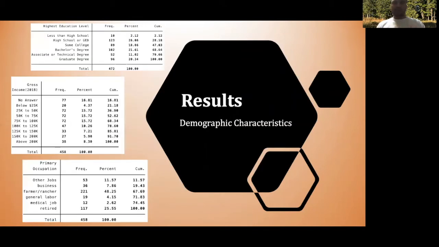The majority of our respondents have a formal degree below graduate school, and more than one third have less than a bachelor's degree. About two thirds of our respondents have income below $125,000, and about half of the respondents lie between $25,000 to $100,000. Most of our respondents are farmers or ranchers and are retired. Business owners are about 7.86%, and other job holders not reflected in this job categorization are about 11.57% of total respondents.